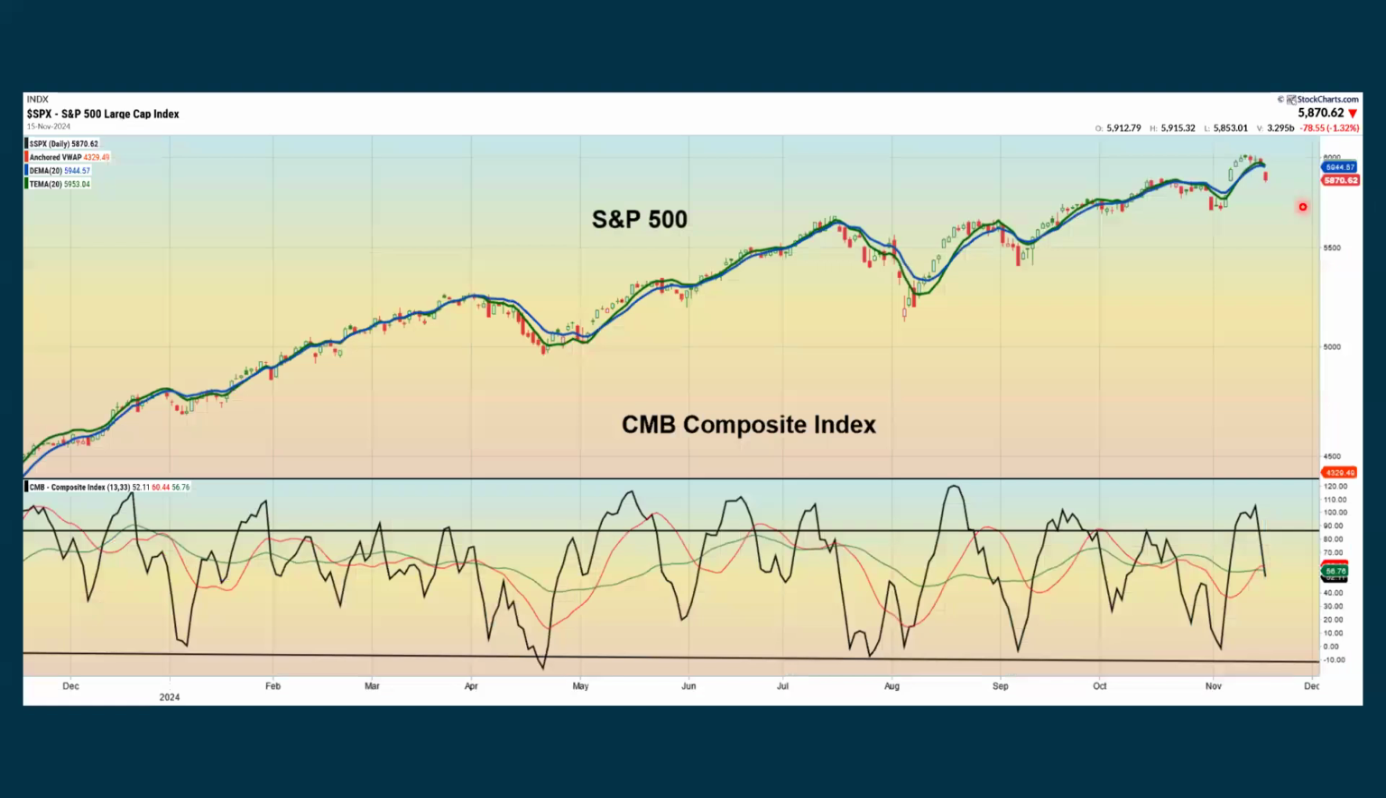All right, then I was showing this in the videos for a while. This is the CMB Composite, which is supposed to be a standalone trading system. I don't use it like that. I don't think it's all that effective. I have found that the oscillator can be helpful. And when we get an extreme reading like we were, then I start showing it in the videos. And this just shows that maybe we've gone up too far too fast.